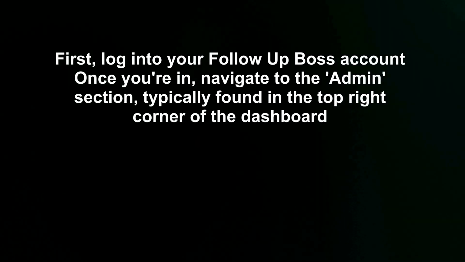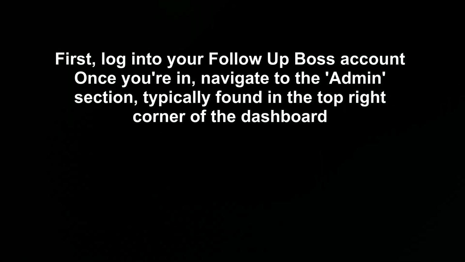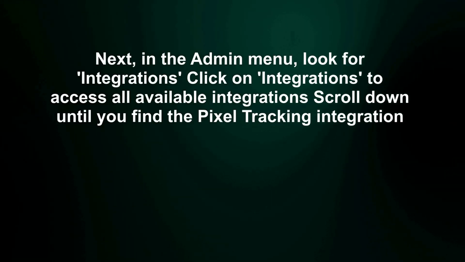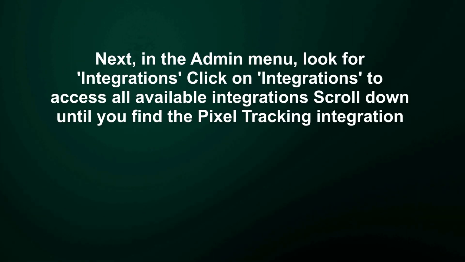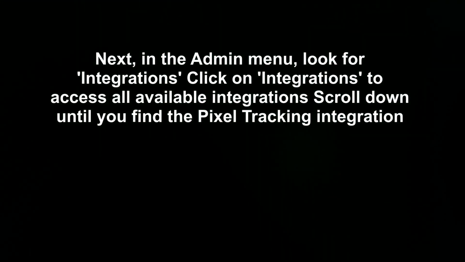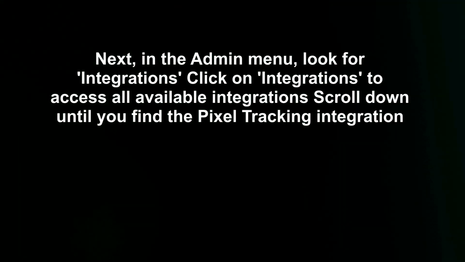Once you're in, navigate to the admin section, typically found in the top right corner of the dashboard. Next, in the admin menu, look for integrations. Click on integrations to access all available integrations. Scroll down until you find the pixel tracking integration.